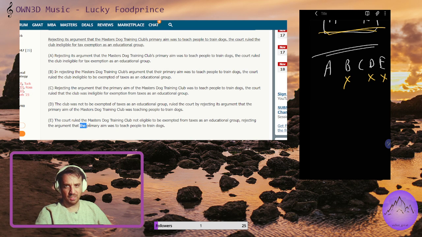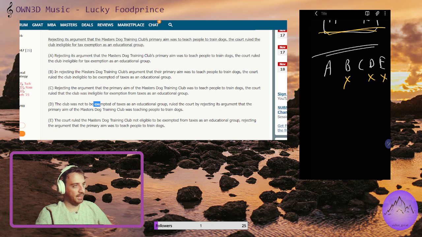The primary aim is ambiguous. Like, what primary aim? Like, of who? From where? Like, what are you talking about? So that one was out. D, I ruled that out because the club was not to be exempted of taxes as an educational group.